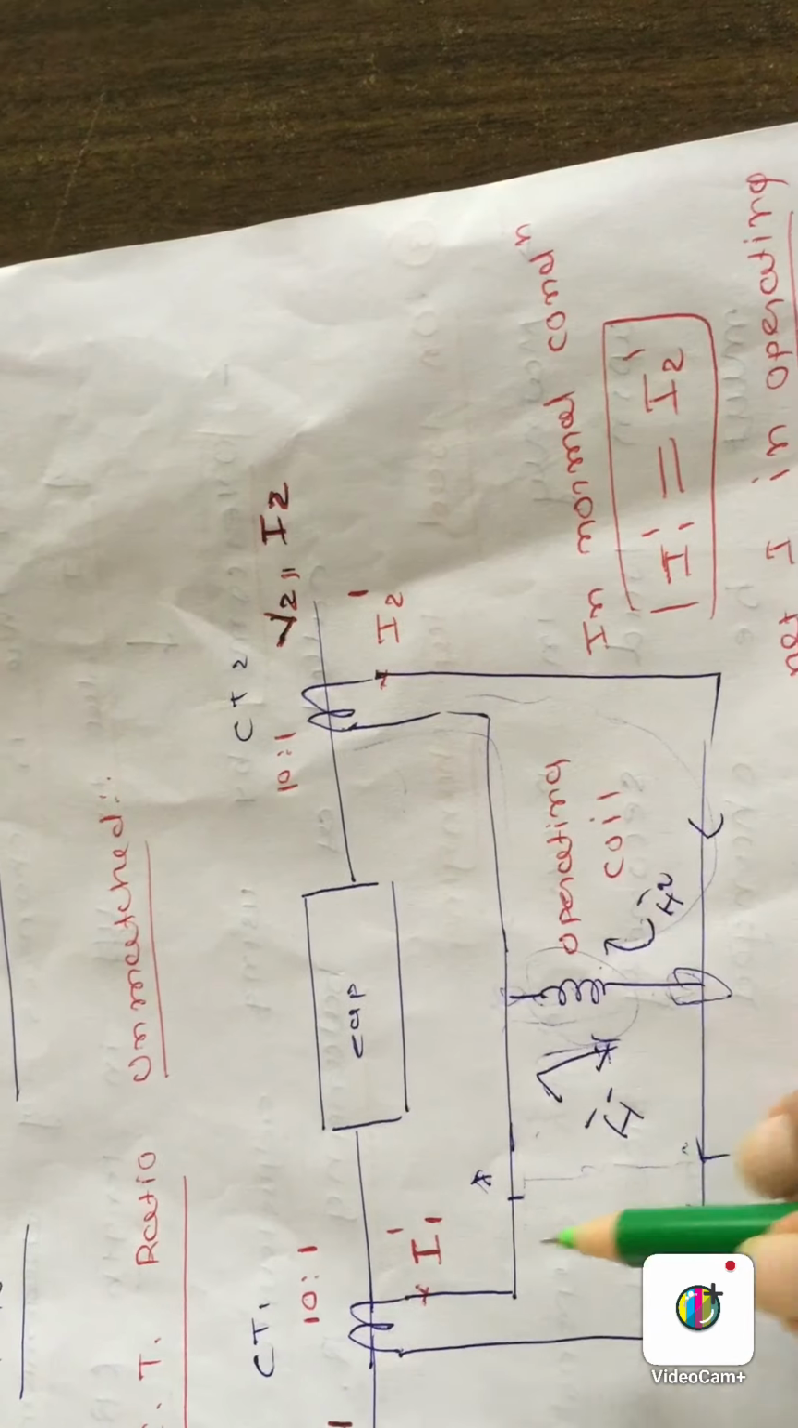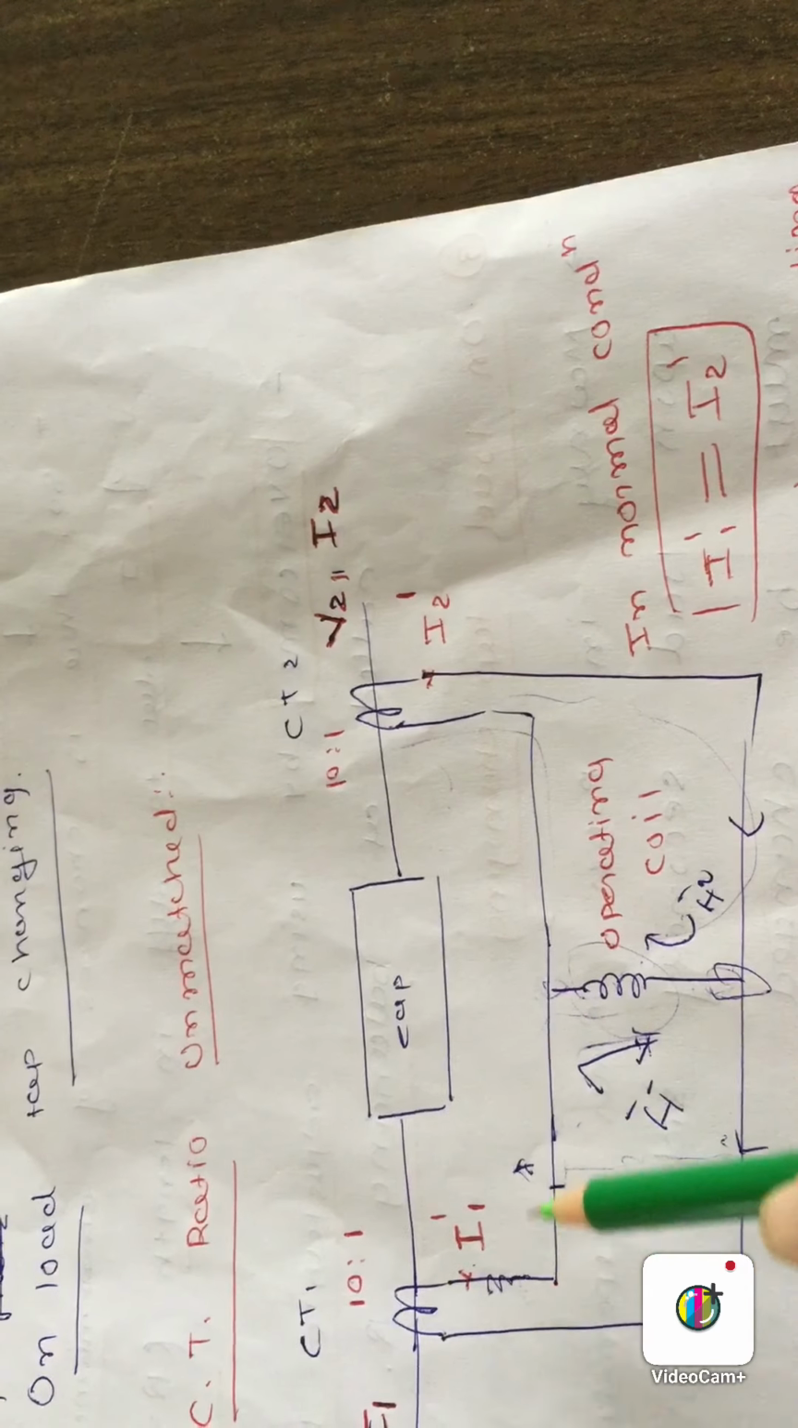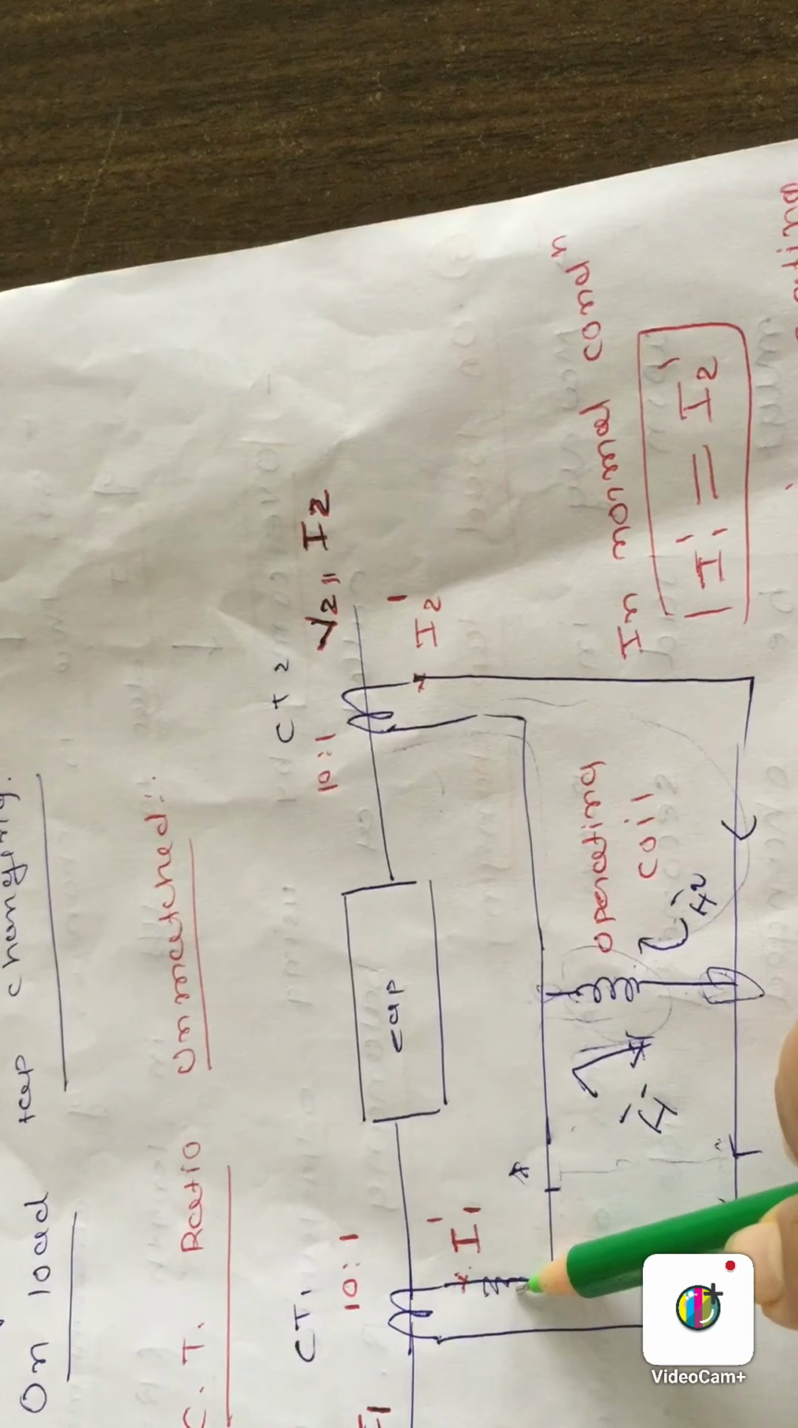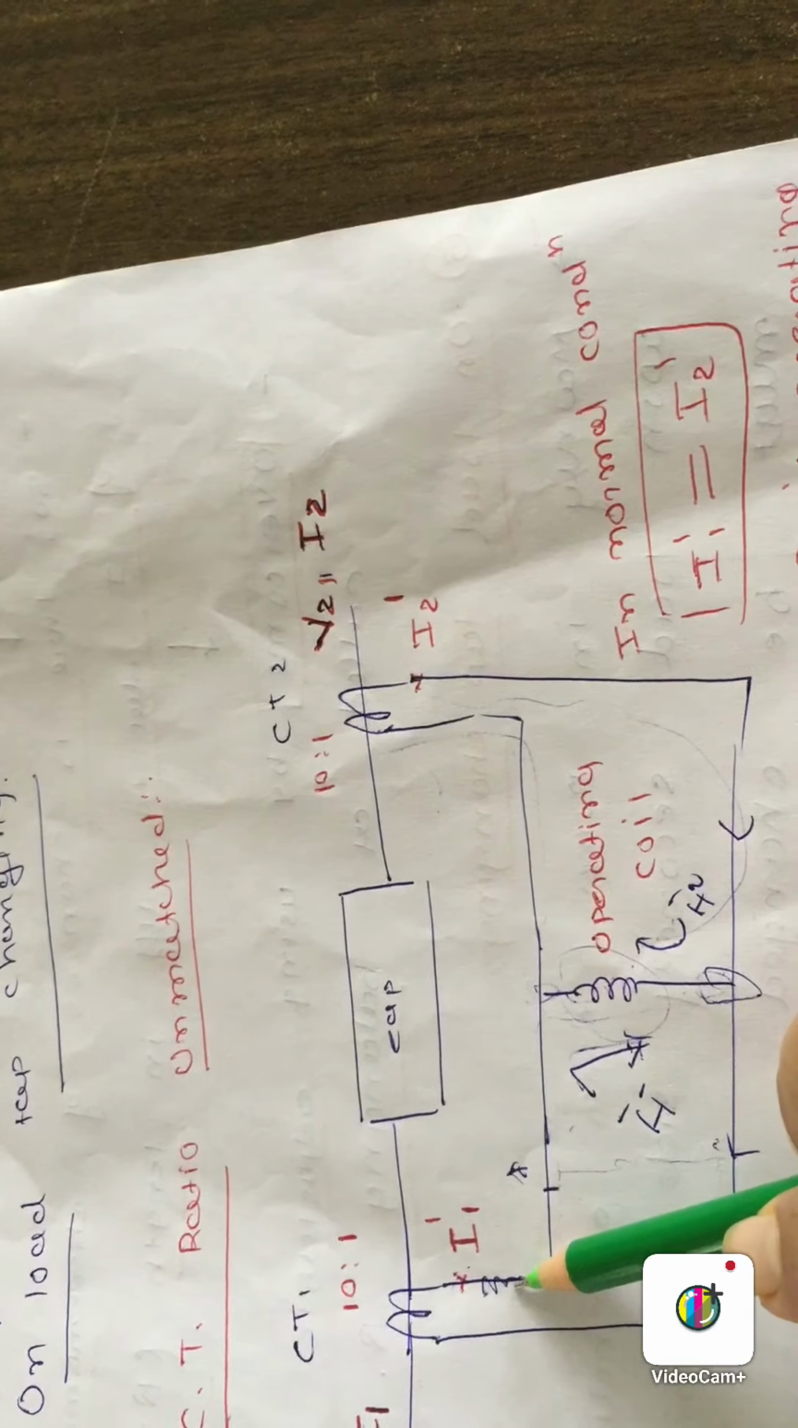So you will put the resistor here, and using that variable resistor you will increase this section's resistance, as equal to the secondary side.